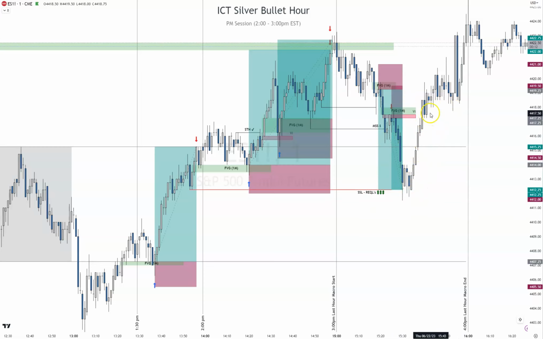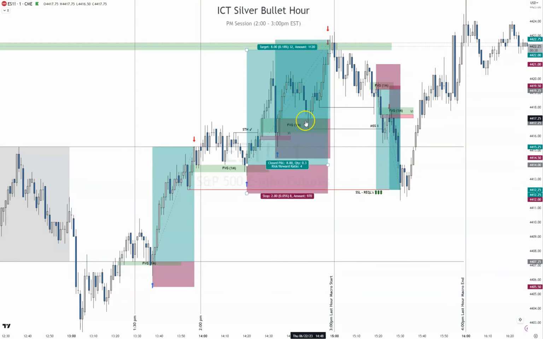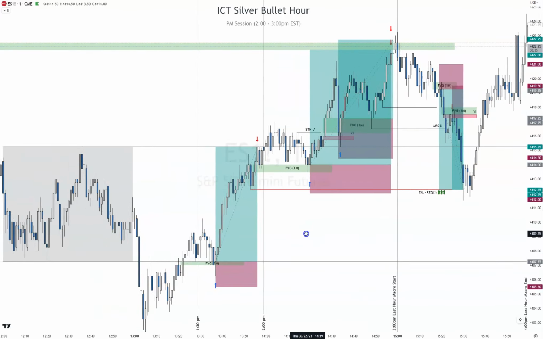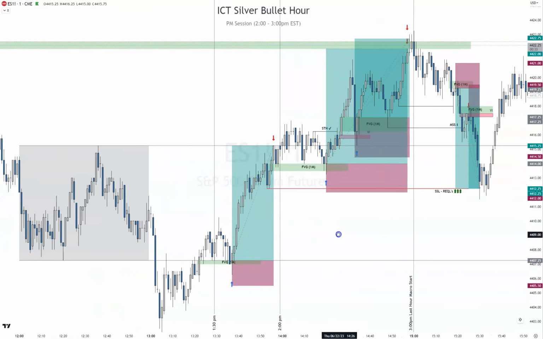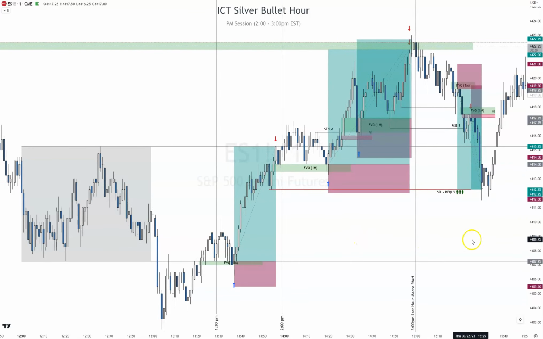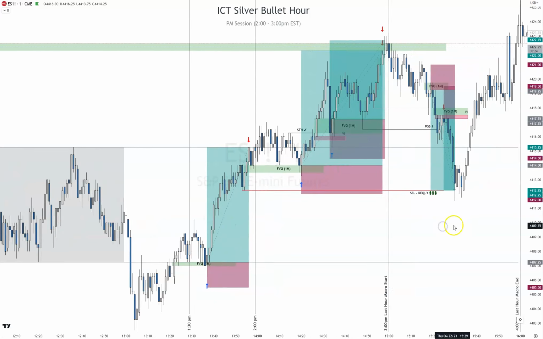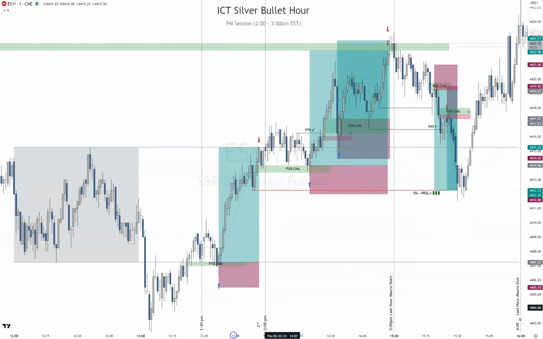It moved up quickly. So there's 1, 2, 3, 4, 5 entries, all based on ICT methods from today. This is the entire afternoon session from 1:30 through the power hour. Let me just move this in so you saw one shot. That is how you could have seen price action play out.